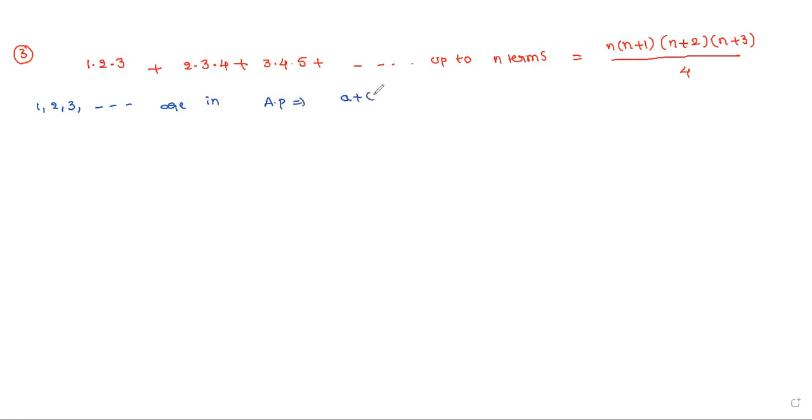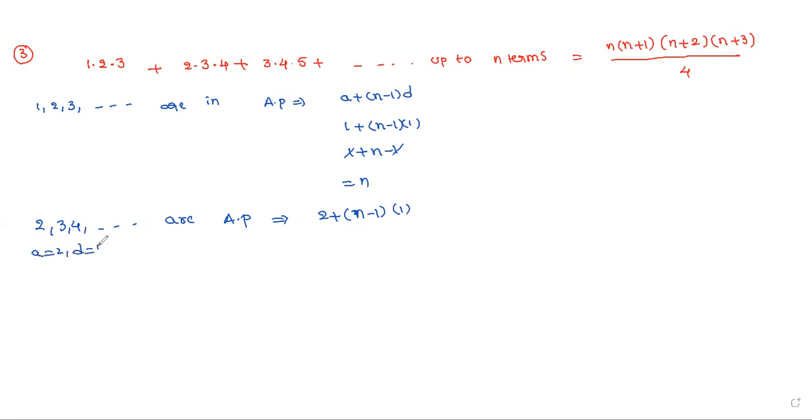The formula is a plus n minus 1 into d. That means 1 plus n minus 1, the d value also 1. 1 plus n minus 1, that is the value n. Next, 2, 3, 4 are also in AP. Same formula: a plus n minus 1 into d. Common difference is 1, a value 2. Each number's difference is 1. 2 plus n minus 1 is n plus 1.